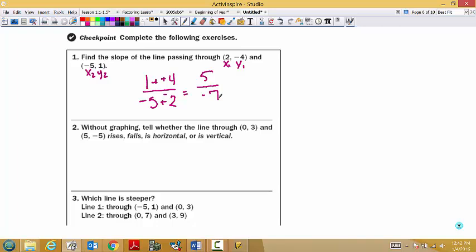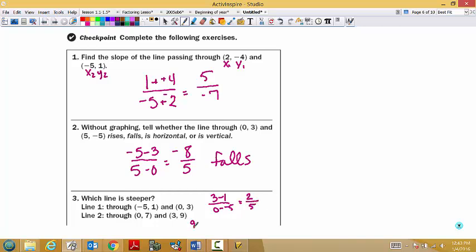Without graphing, tell whether the line rises, falls, is horizontal or vertical. So it would be negative 5 minus 3 over 5 minus 0. So that's negative 8 over 5. It's negative, so it's going to fall. Which one is steeper? 3 minus 1 over 0 minus negative 5. That's 2/5. And then this one's 9 minus 7 over 3 minus 0. That's 2/3. 2/3 is bigger than 2/5, so this one is steeper. Line 2.